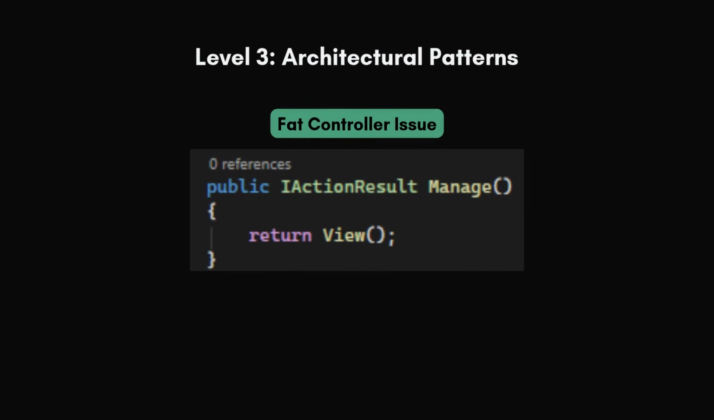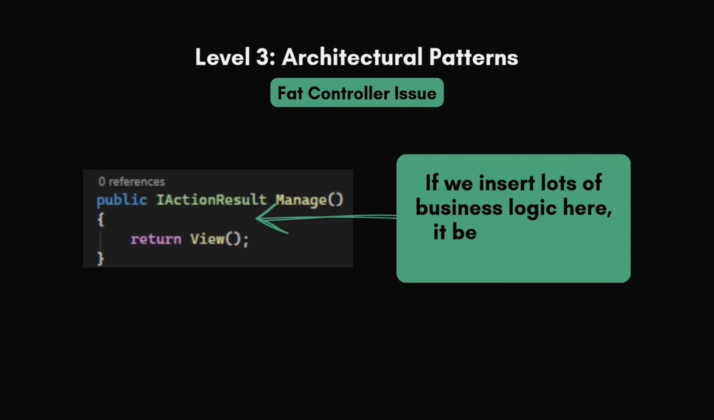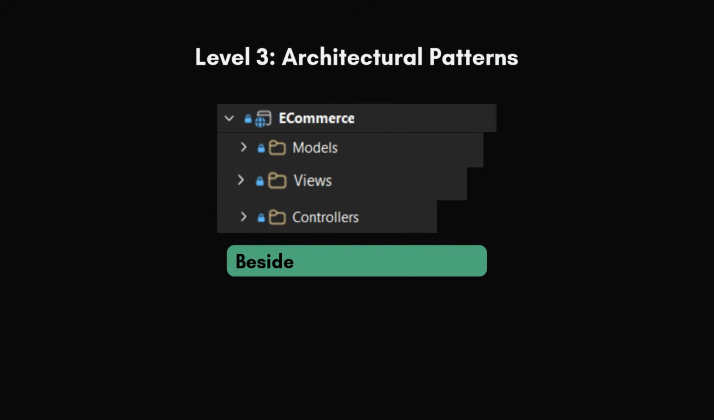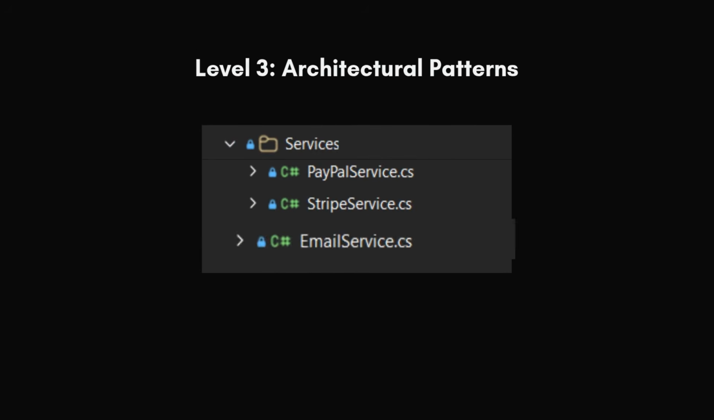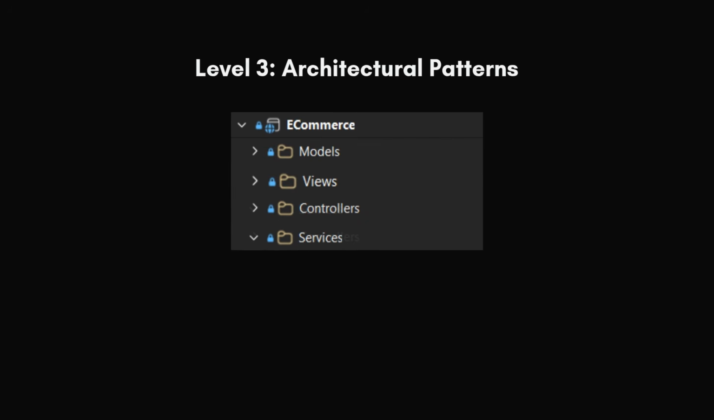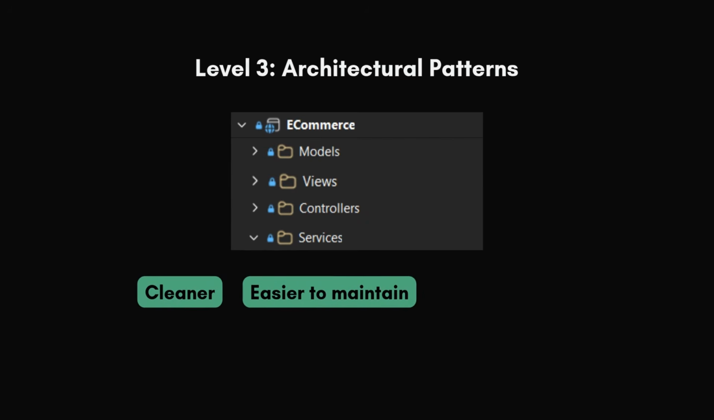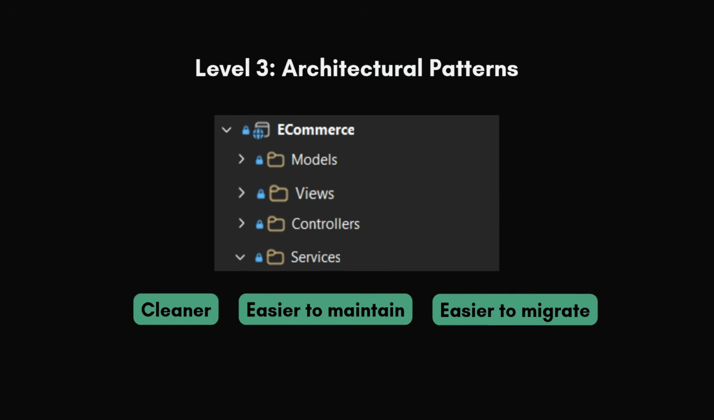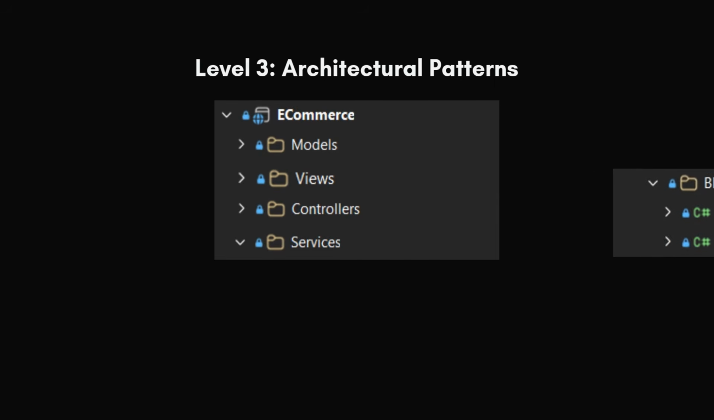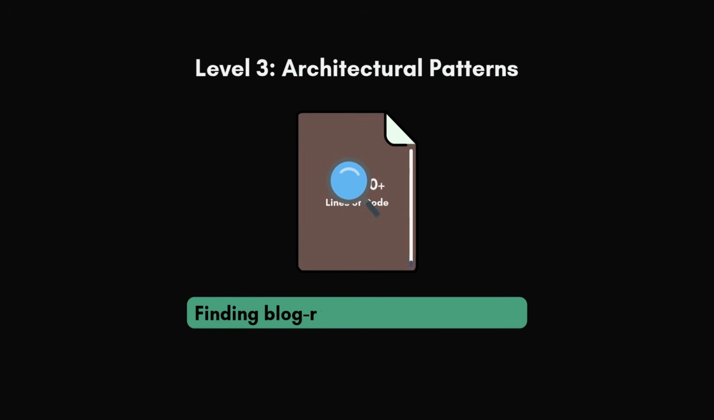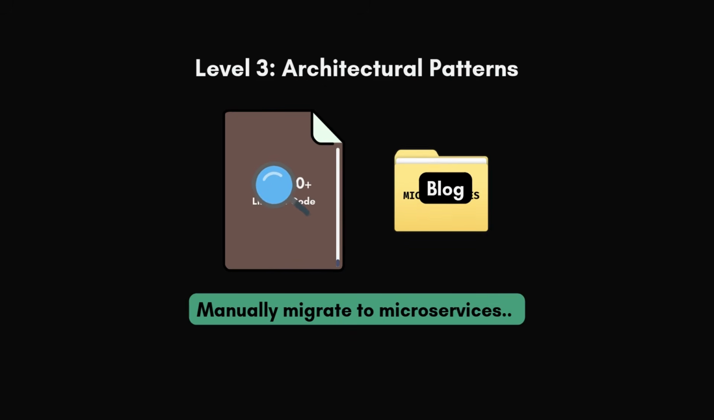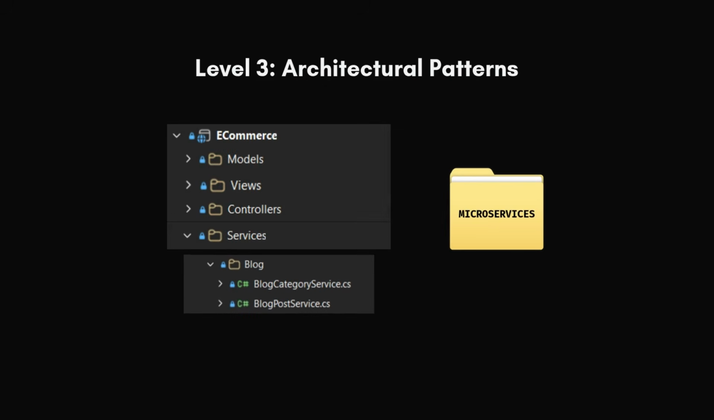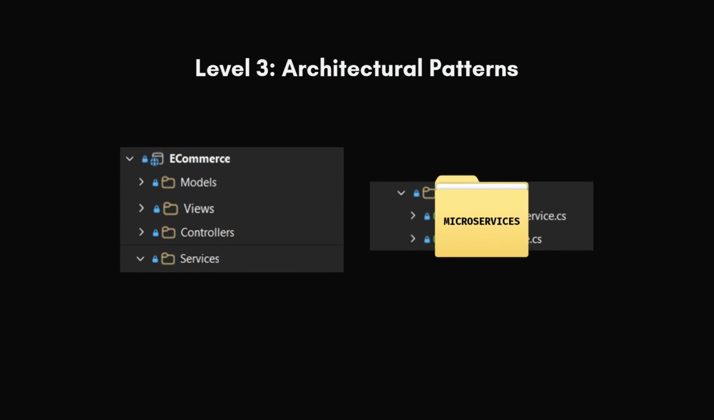But even then, we do not want massive fat controllers containing hundreds of lines of business logic. So we introduce a services folder. Payment service handles payment logic. Email service handles notifications. Now the code base becomes cleaner, easier to maintain, and much easier to migrate in the future if we ever decide to move toward microservices. Instead of extracting functionality from one terrifying 20,000 line file, our modules are already separated logically from the beginning.